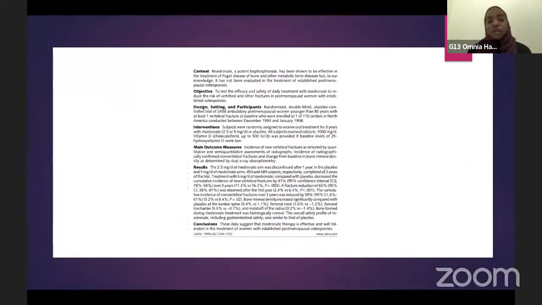So this is a picture of the abstract of the risedronate study. They clearly stated their objective: to test the efficacy and safety of daily treatment with risedronate. Then they put the headings: design, setting, participants. They talked about the intervention, the main outcome measure, results, and conclusion. And this is what a good abstract should look like. It's like a summary of the whole study. It will give you an idea about it.